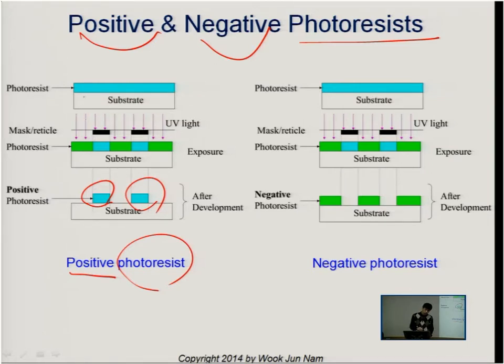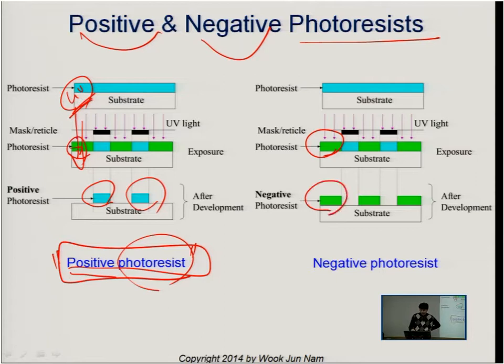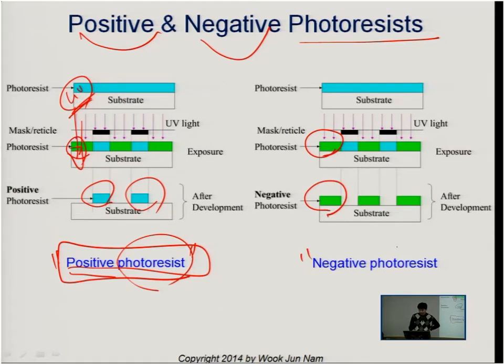So when the resist is exposed under the UV light, if the exposed area is removed, we call that a positive photoresist. And if the UV-exposed area of the photoresist remains, we call that a negative photoresist.